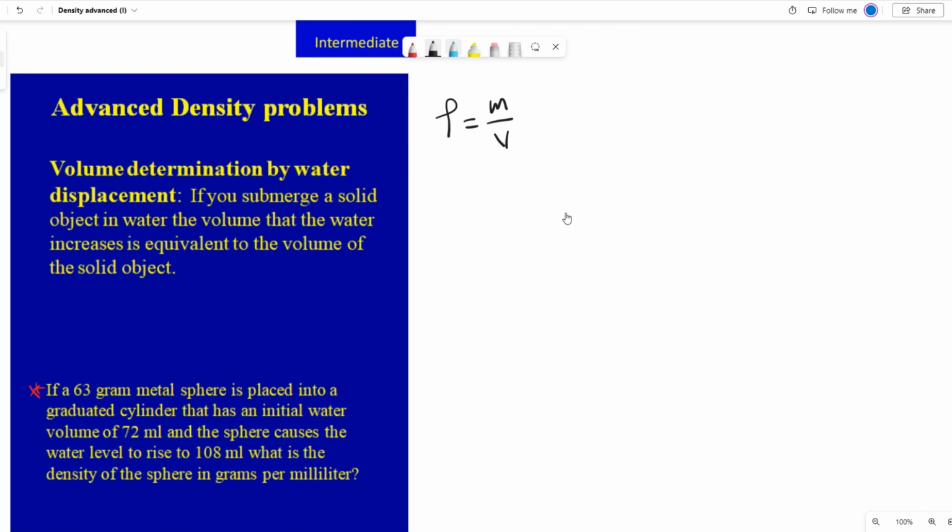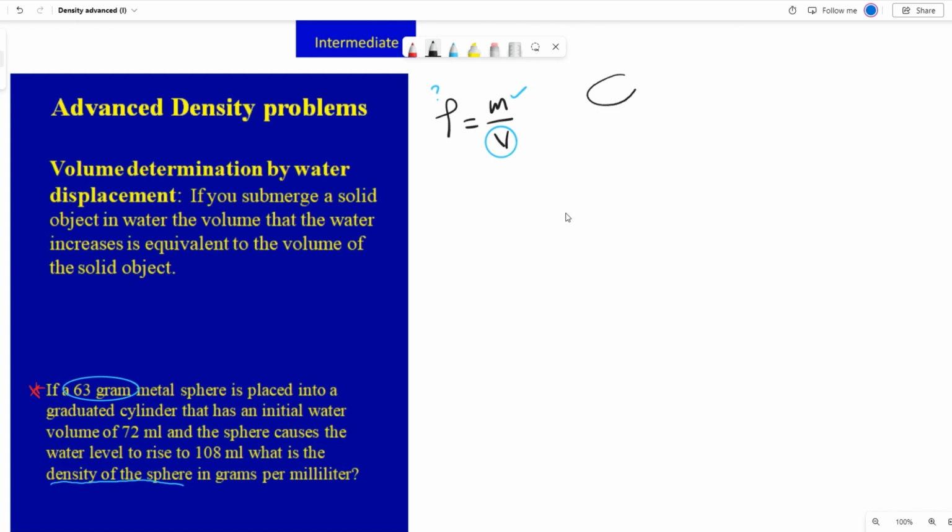Let's see what information we're being given. Well, we're being given the mass of the metal sphere. Okay, so our mass is given. And we're being asked to find the density of the sphere, so this is what we need to find. So we need to also be given the volume. Well, we are given the volume of the metal sphere, but we're being given it indirectly. We're being told that you have a graduated cylinder that initially has 72 milliliters of water in it.